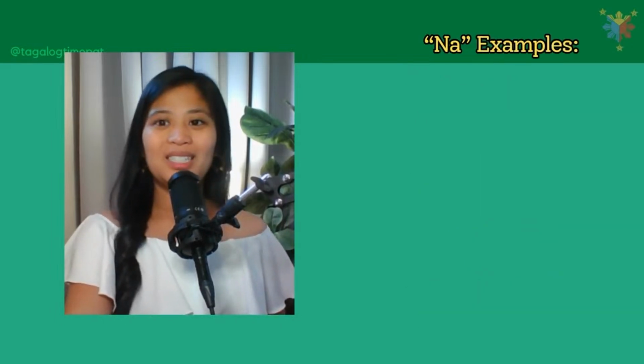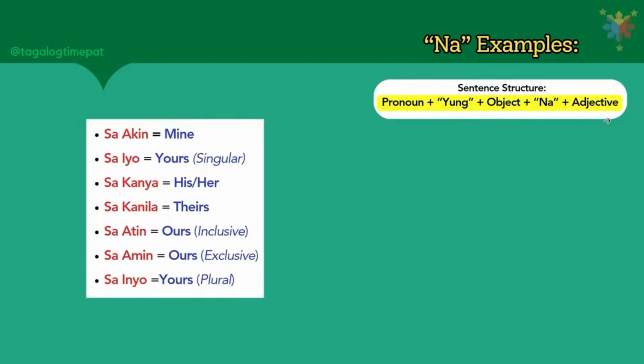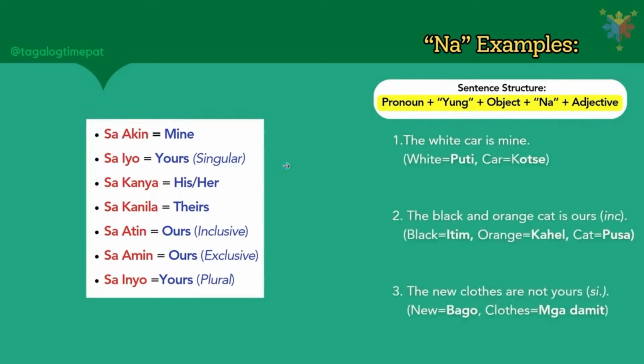Now let's do some examples. It is the sentence structure pronoun first, then the word yung. Now I want you guys to just practice yung, but again, remember it means the, and it's interchangeable with the word ang usually. Then it's the object, then it's the word na, and then it's the adjective at the end. And then here are the possessive pronouns that we learned. And here are some examples.